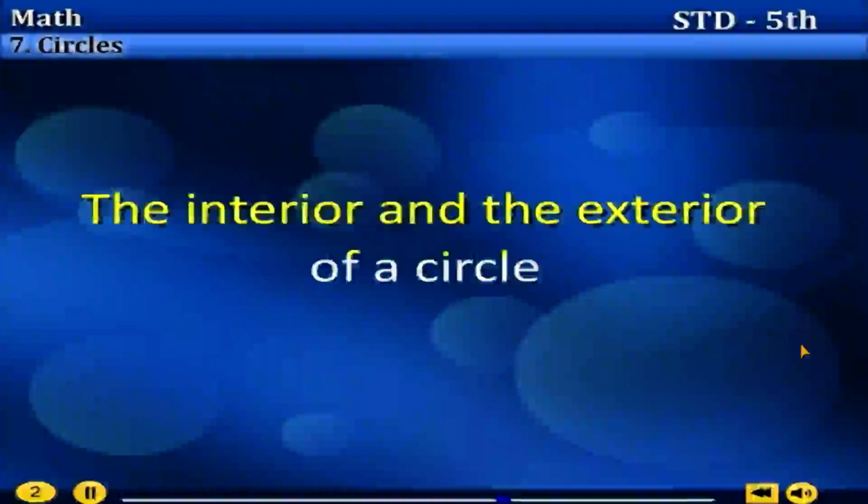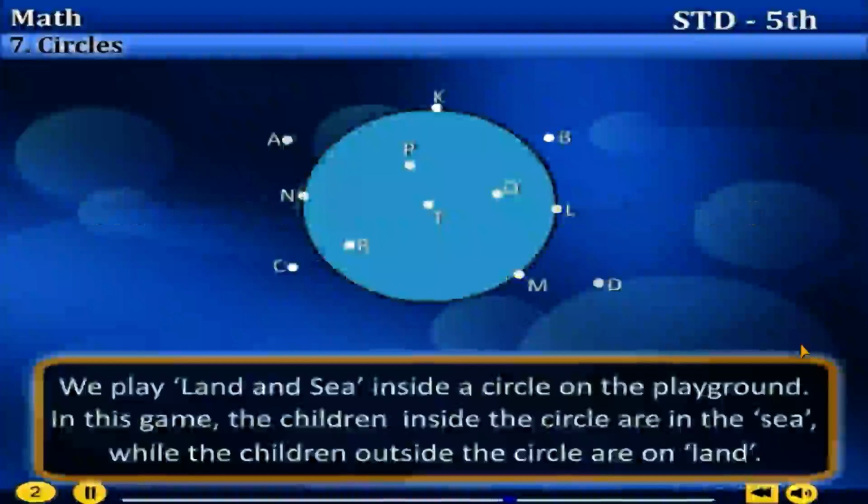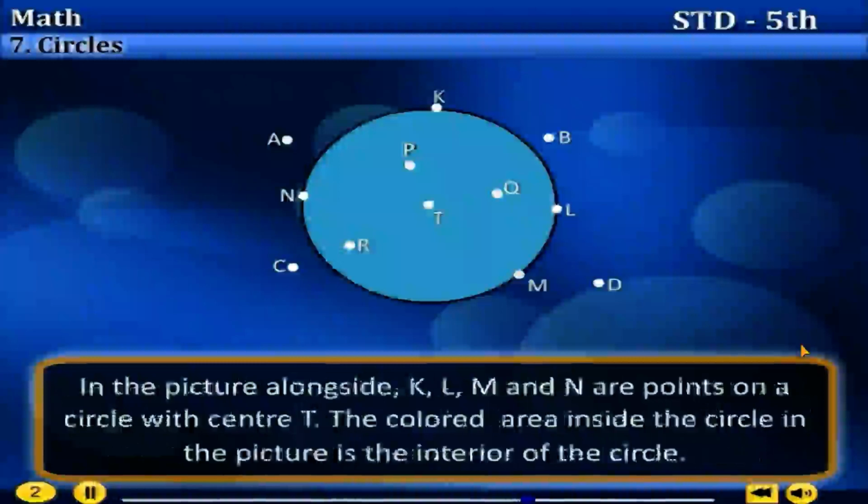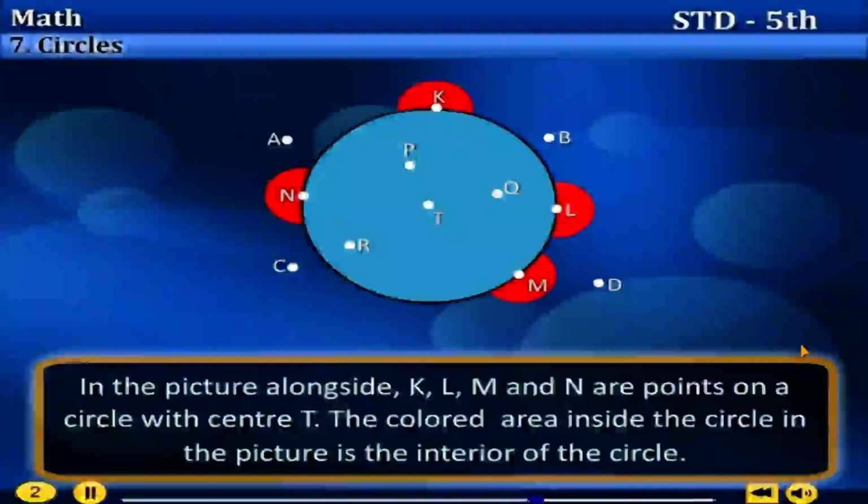The interior and the exterior of a circle. We play land and sea inside a circle on the playground. In this game, the children inside the circle are in the sea, while the children outside the circle are on land. In the picture alongside, K, L, M and N are points on a circle with center T.